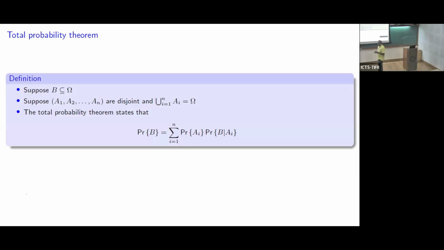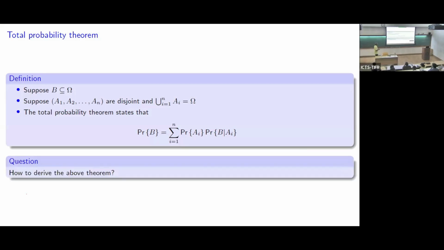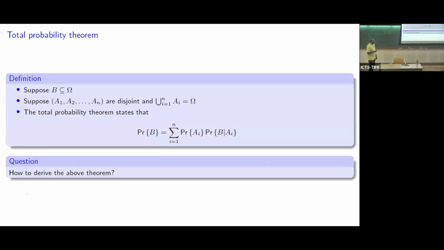This is again a very useful result or formula that you can use to find the probability of some event. So can you think of any scenario where something like this might be useful?